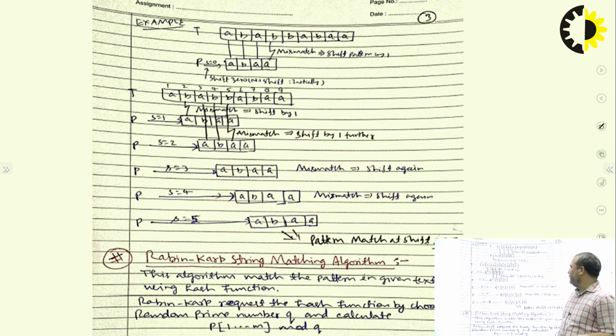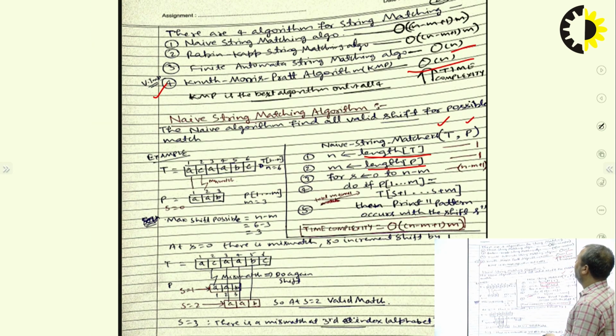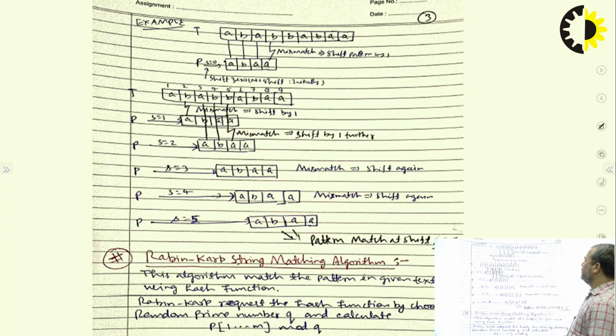Similarly here we can match. The pattern is ABAA, and there is a string, I mean text, AB. So in such type of question, if it asks to use the naive string match algorithm, we just have to show at how many shifts the first match occurs. So that is how we can find the first match.